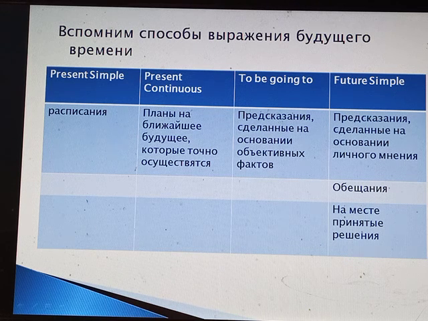Construction to be going to. Конструкция – собираться. We use it when we predict something based on some facts. Мы делаем предсказания, основываясь на объективных фактах. It is going to rain. Can you see those gray clouds?